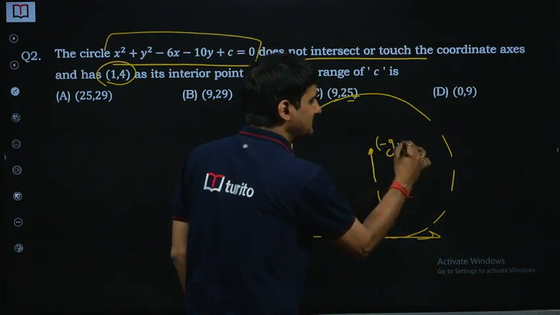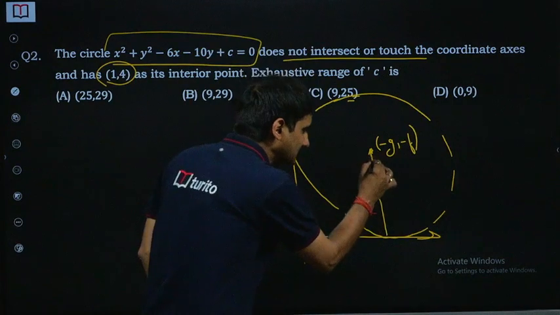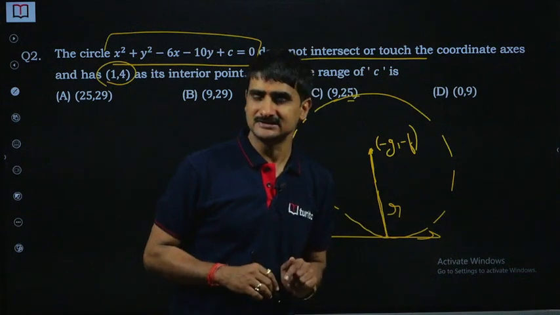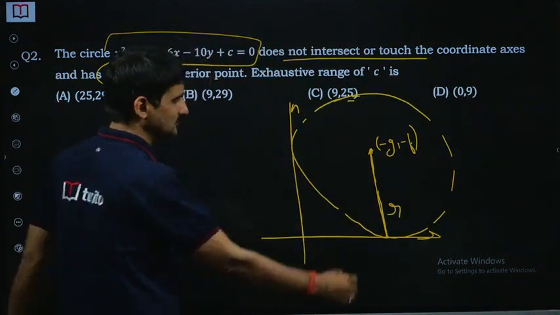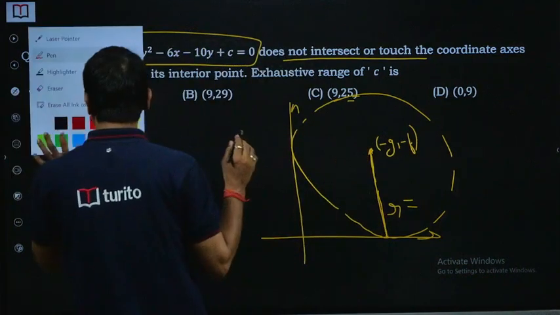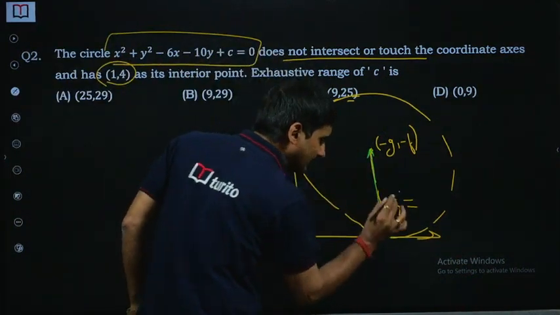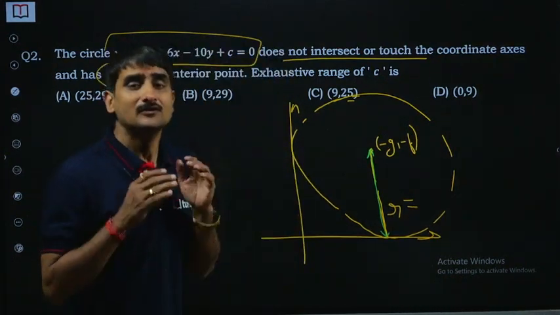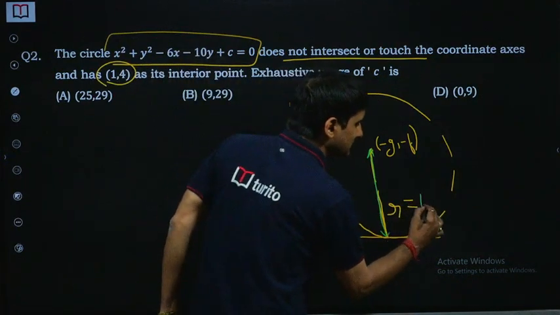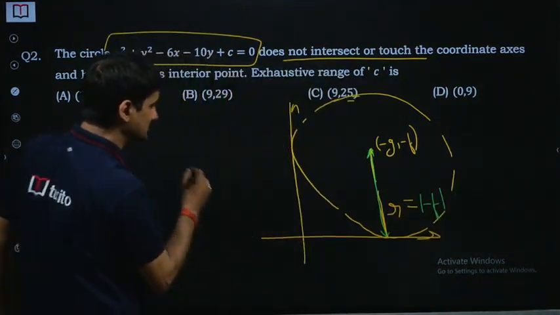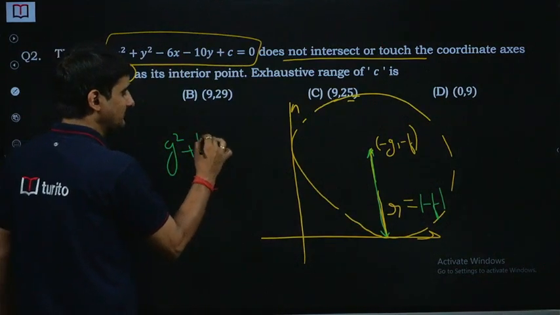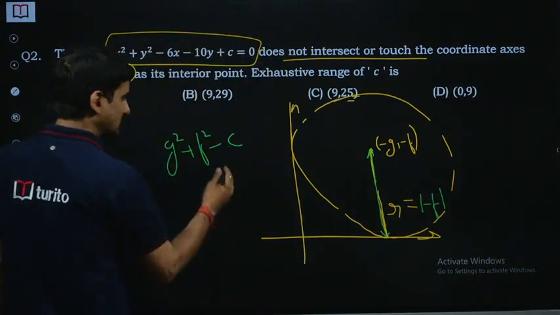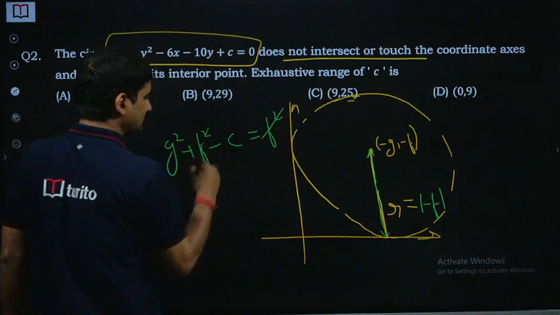The center is (-g, -f), and that's the radius. So if a circle touches the x-axis, then the radius of the circle should be equal to the ordinate of the center, because the ordinate of a point is its distance from the x-axis. So this should be equal to that one. Squaring both sides, the radius is under root of g square plus f square minus c. Squaring it, g square plus f square minus c should be equal to f square. So that's the condition.